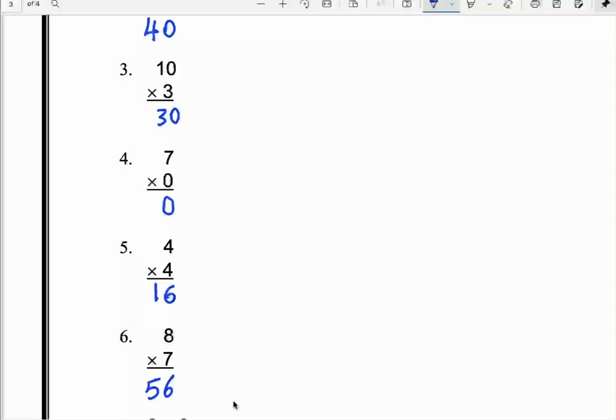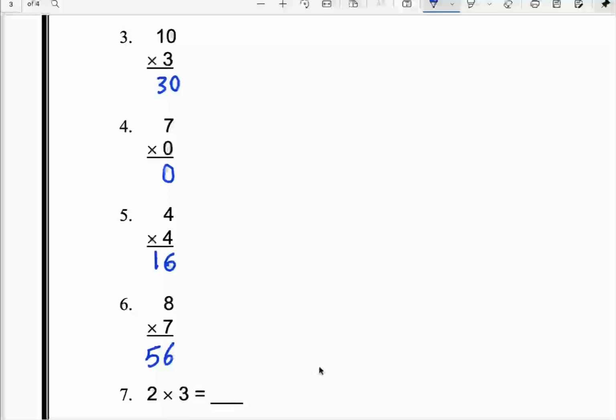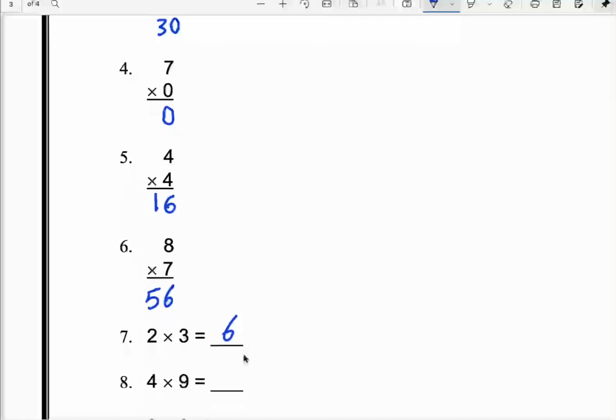Okay, now I'll move down to see the next question. 2 multiplied by 3. 6. Excellent, my heroes. So 2 multiplied by 3 equals 6. Okay, I'll move down. The next question.